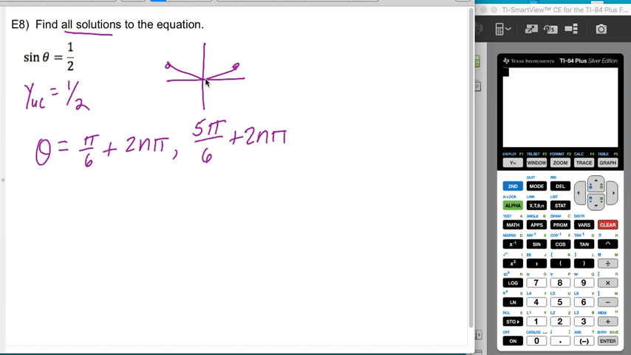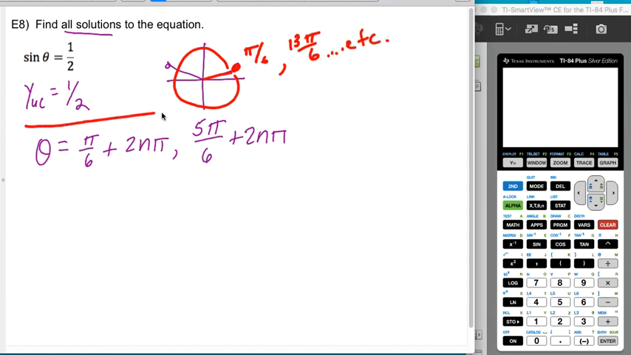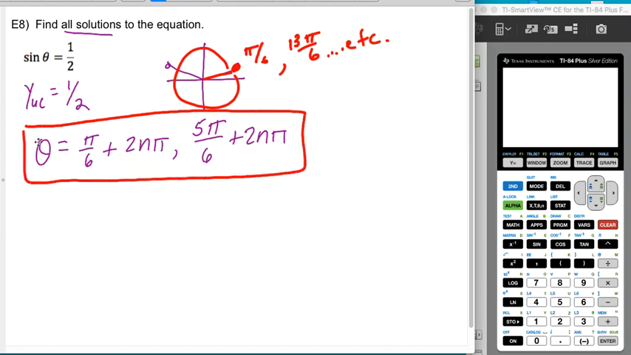Meaning that if pi over 6 is a solution, right, so this is pi over 6, then so is adding a full 2 pi to that, which would be 13 pi over 6, etc. So basically the solutions are the ones I would have found anyway, but I'm going to add 2n pi because no interval was provided, right?